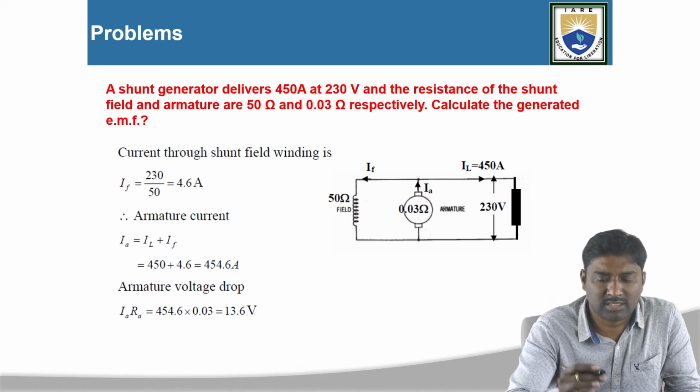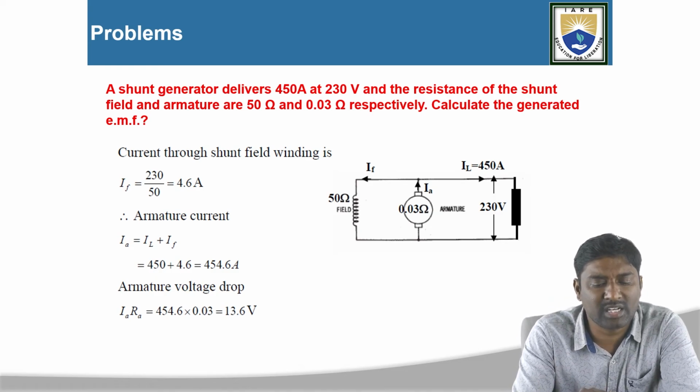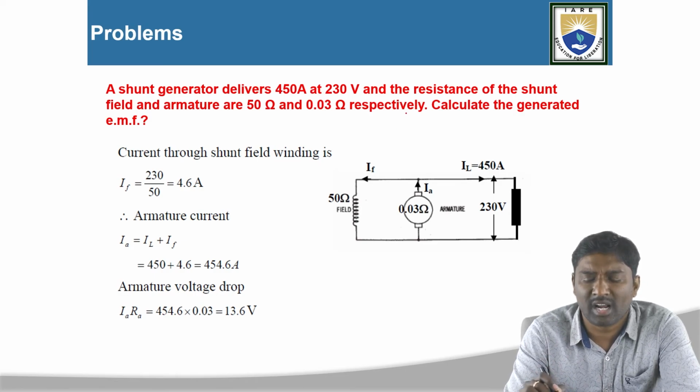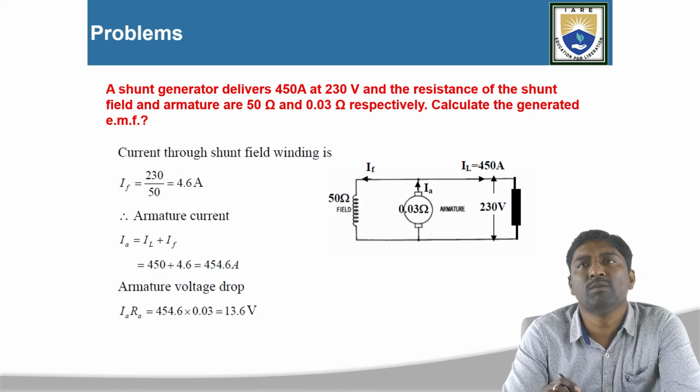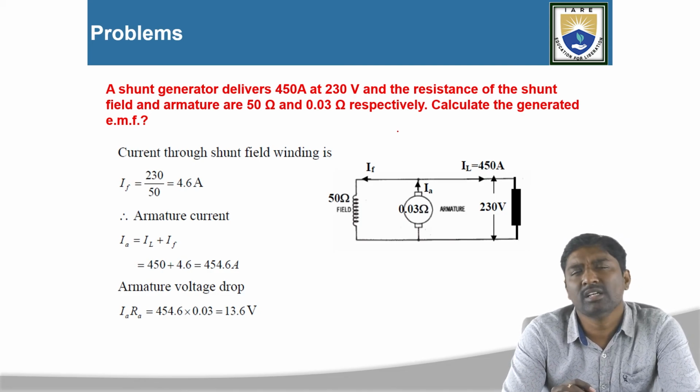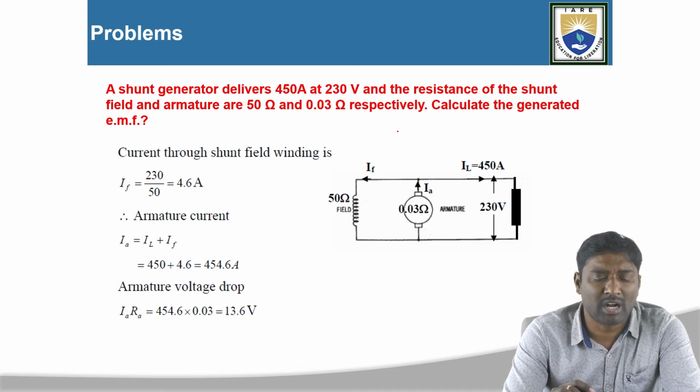Now, for example, it was given: a shunt generator delivers 450 amperes at 230 volts, and the resistance of the shunt field and armature are 50 ohms and 0.03 ohms respectively. Calculate the generated induced EMF. I was asking generator induced EMF. Okay, so what was given?